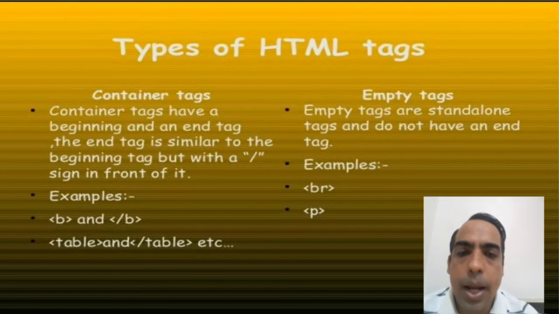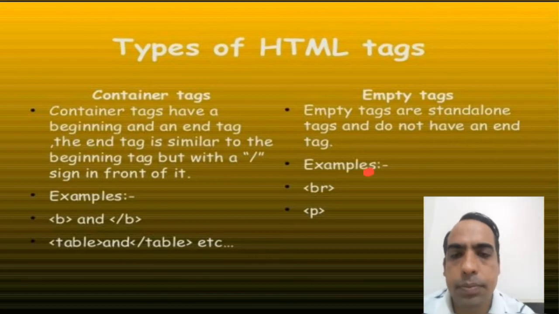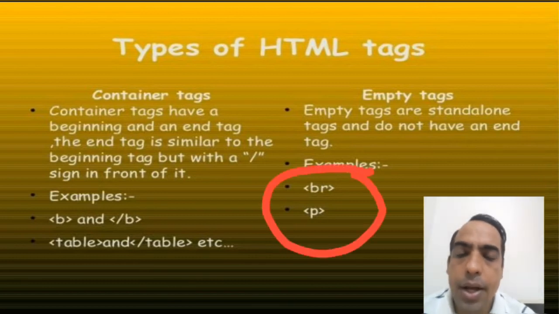Empty tag. Empty tags are stand-alone tags and do not have the end tag. You can see the example of empty tag. In angle bracket BR and in angle bracket P. BR means break row and P is used for making paragraph.